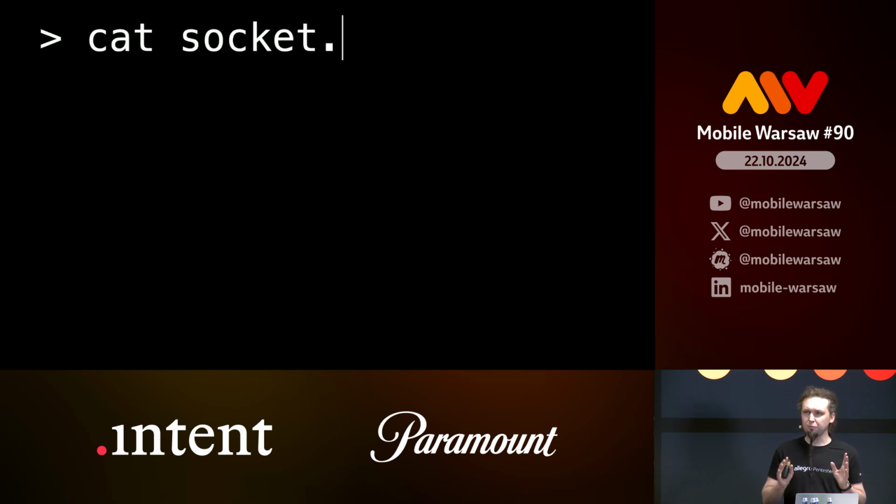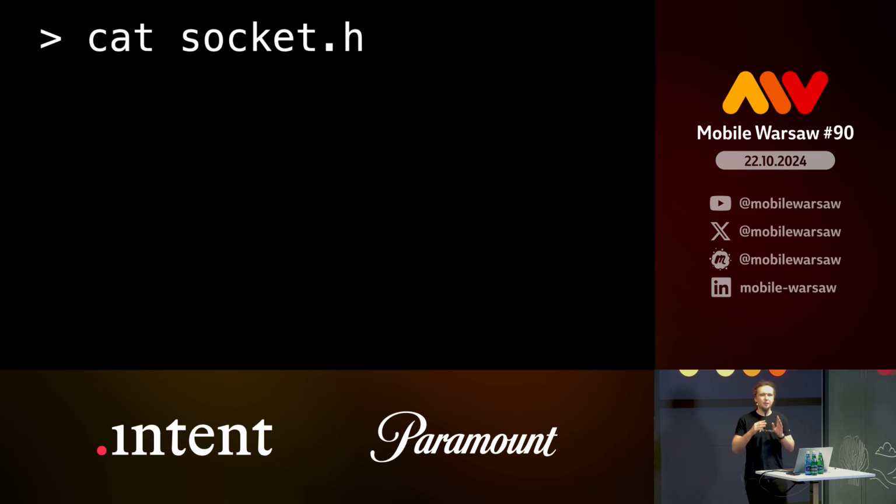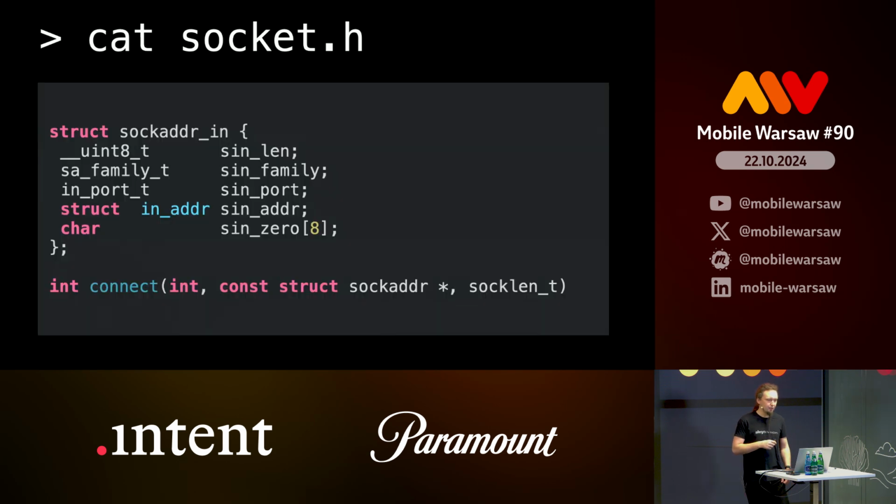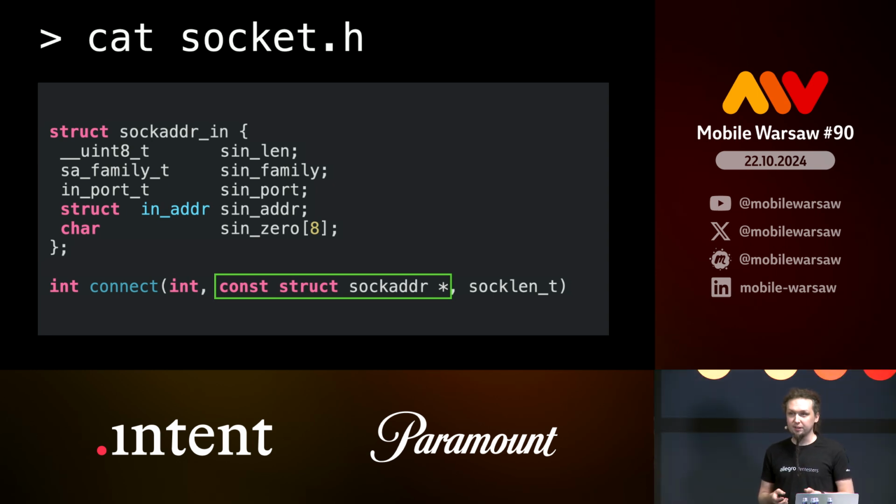So before going to the demo, let's see the fragment of the header of POSIX socket. On the screen, you can see a structure and a function. The structure describes all the data required to connect to a socket, and the connect function on the bottom connects to this socket. So it takes the structure as the second argument. In order to use the proxy, we would have to change the contents of the structure a bit.